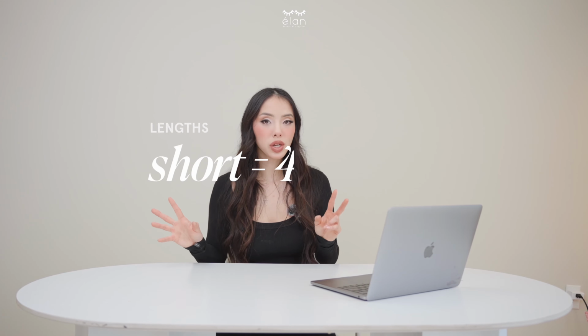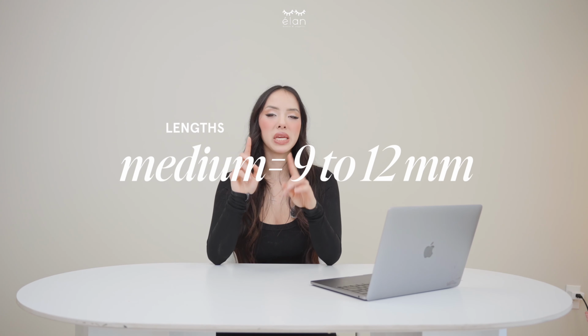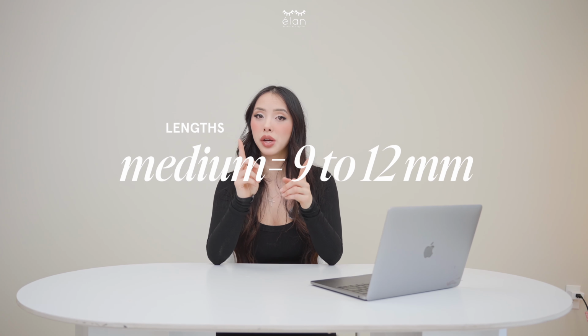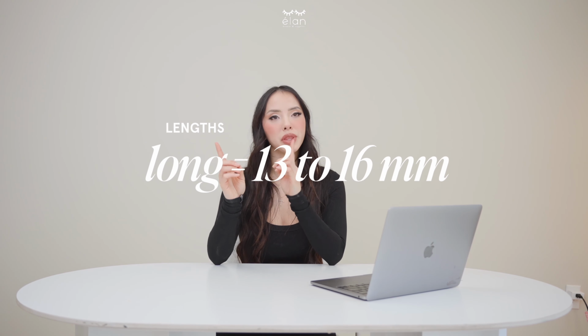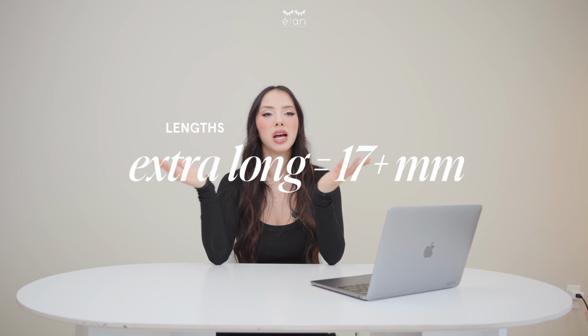Now, again, we're not here to judge or police that. A recommendation is if you are going to use anything longer than 14, 15, use maybe a 0.02 or a 0.01, because they're super lightweight, so it kind of offsets the lashes being so long. Short lengths would be considered maybe around 4 to 8 millimeters. Medium would be 9 to 12s. Long would be maybe 13 to 16s, and then extra longs would be anything 17 and plus. But again, that is always changing with the trends.